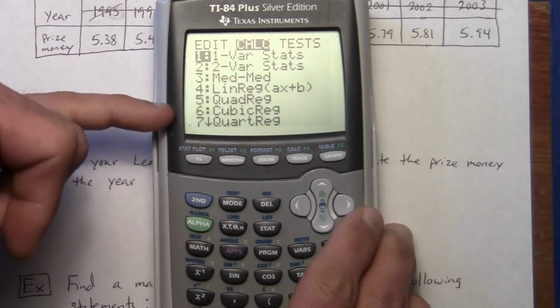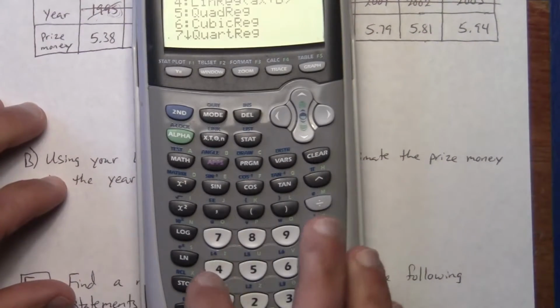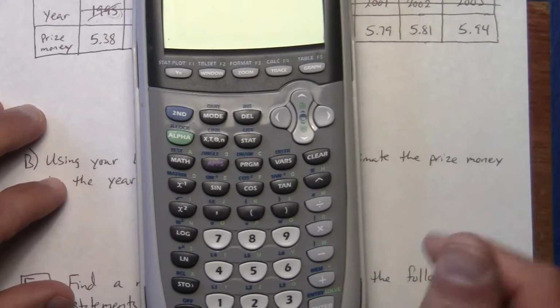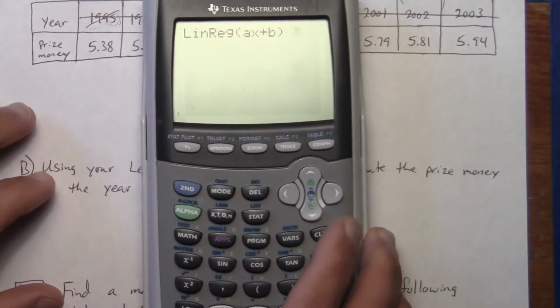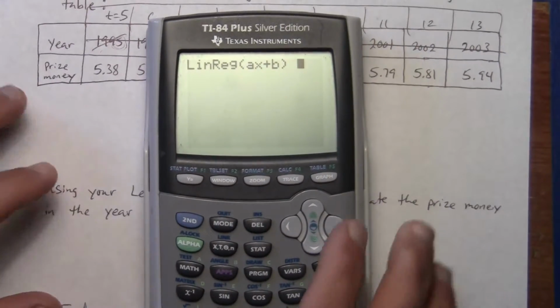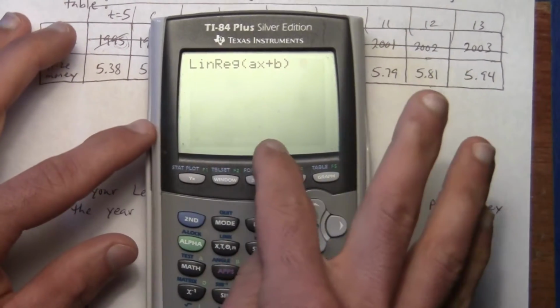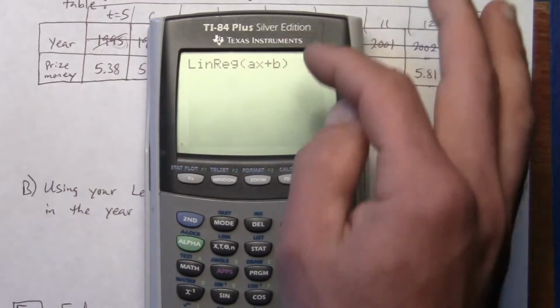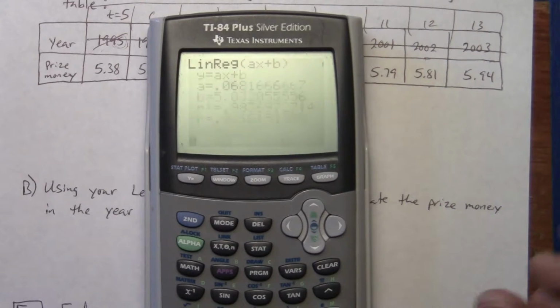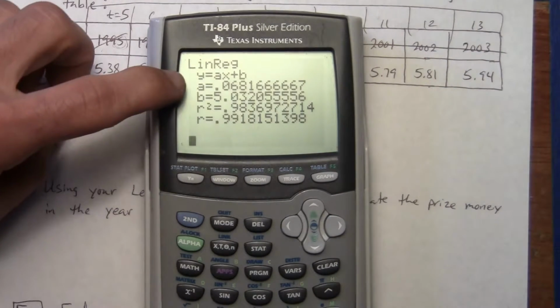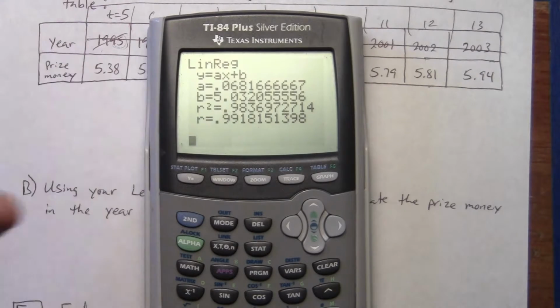You can go down to number 4 and hit enter, or I'm just going to hit number 4 and it'll do it for me. Now depending on your calculator, you might see this, or you might see this and then it's got a bunch of options for you. If you have this, go ahead and just hit enter and it's going to calculate it for you. All you really need is a and b here. The r squared and r, that's something that you would end up using for stats.